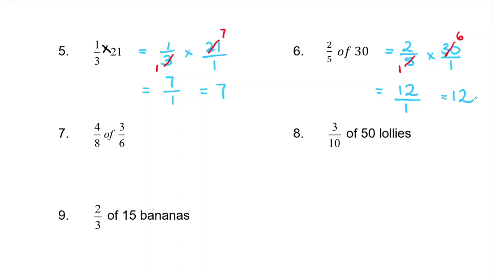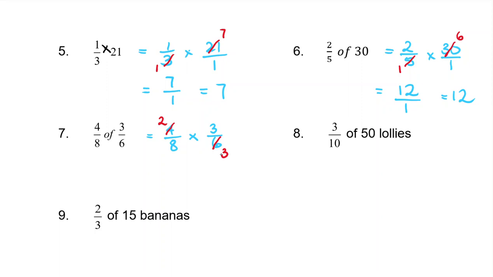Here's another one with the word of, which means times. So it's 4 over 8 times by 3 over 6. So let's do some cancelling. 4 and 6. Of means times. So 4 and 6, what's my factor? 2. I'm going to divide by 2, which will give me a 2 here and a 3 there.